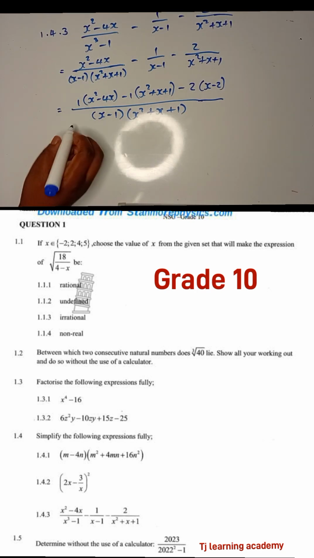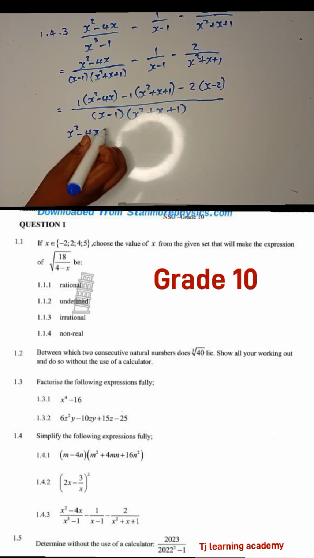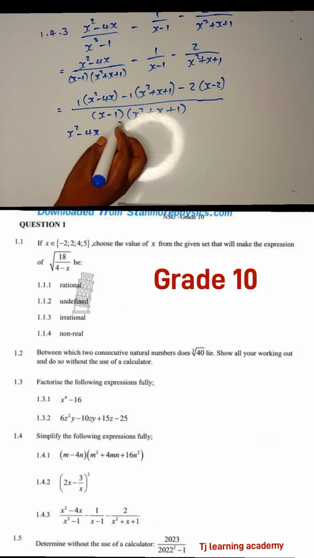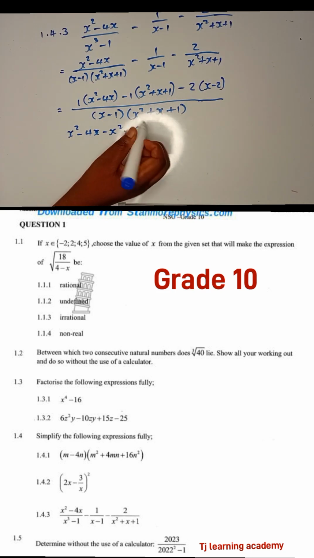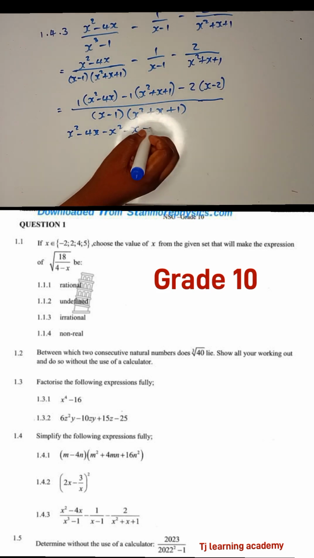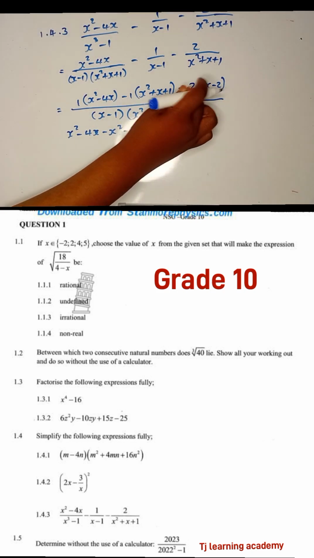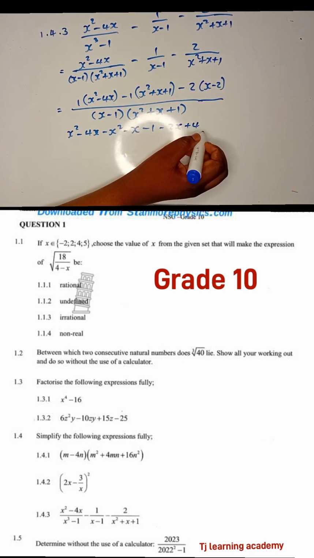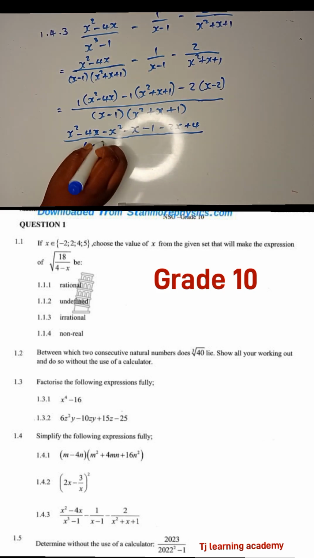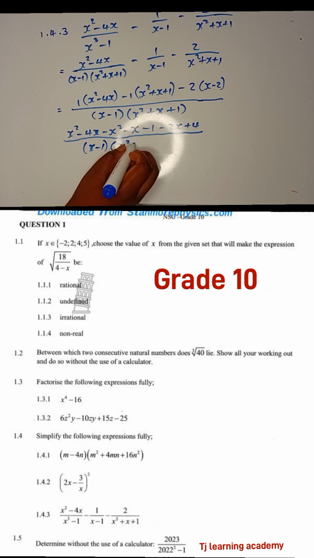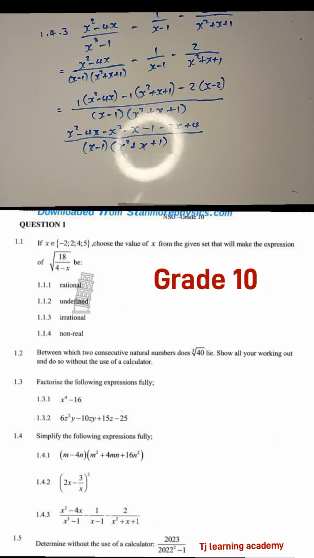1 times this is going to be x squared. 1 times this is going to be minus 4x. Negative 1 times this is going to be minus x squared. Negative 1 times this is going to be minus x. Negative 1 times negative is going to be minus 1. Negative 2 times x is going to be minus 2x. Negative 2 times 2 is going to be positive 4. Everything divided by x minus 1, x squared plus x plus 1.